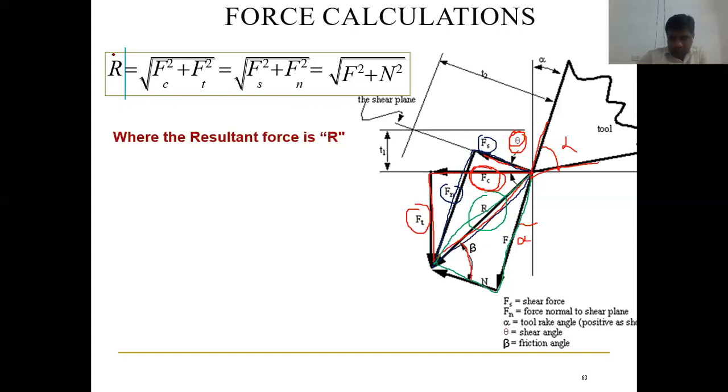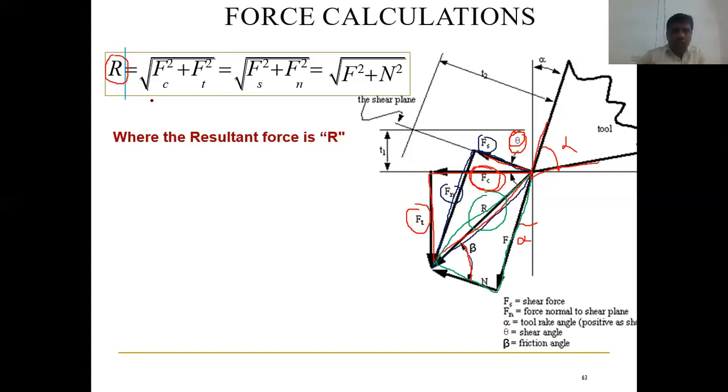Once you know the FT and FC, you can calculate R. R is nothing but, because it's a right angle triangle, right? In a right angle triangle, if you apply Pythagoras theorem, it's nothing but your cutting force square plus FT thrust force square under root. So under root FC square plus FT square will give you the R.